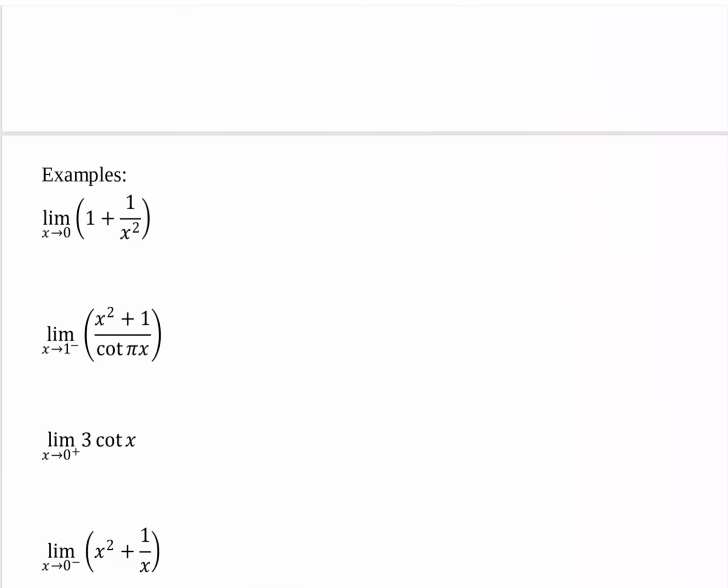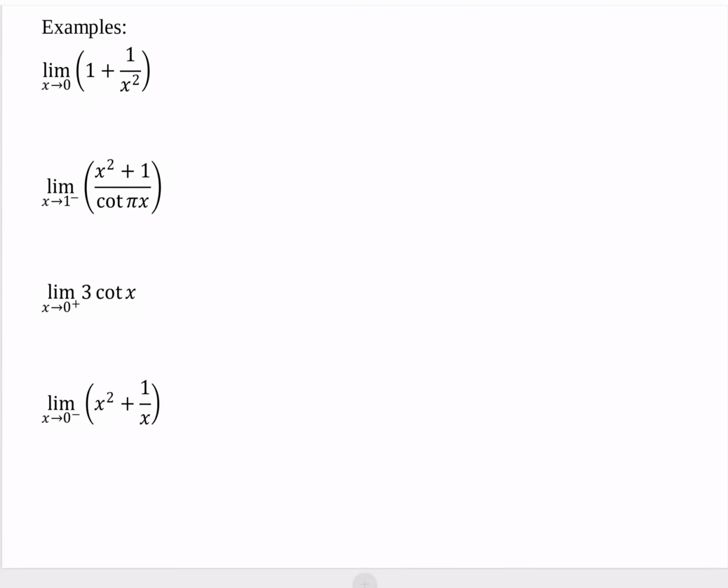Okay. So we just practiced a little bit. We have the limit as x approaches 0 of 1 plus 1 over x squared. If you direct substitute that 0 in, you have 1 over 0, which is an infinite situation. So this would be 1 plus infinity. What's the result? Positive.